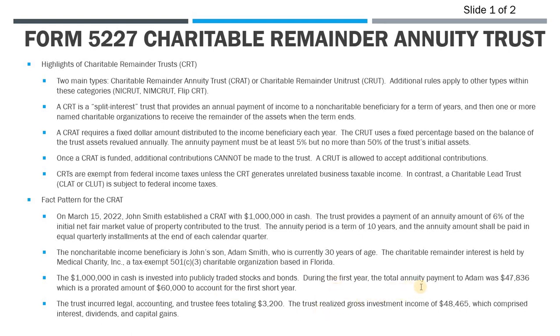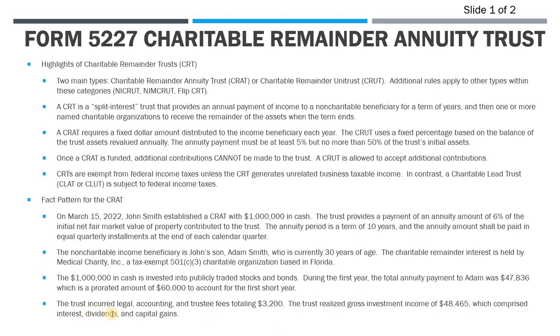Now, during the first year, the total annuity payment that went to Adam was $47,836, which is the prorated amount of $60,000. So we'll look at this computation later, but when you have a short year, so not a full calendar year, you prorate the annuity payment to account for not having a full tax year, right? And so we'll look at that in more detail later.